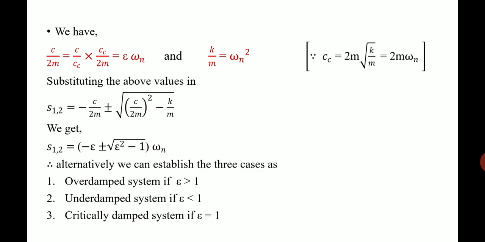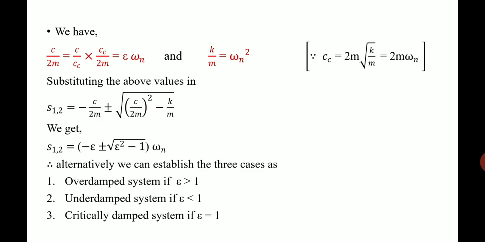But again, with the help of epsilon, the damping ratio, the root has now become s1,2 equal to minus epsilon plus or minus root of epsilon square minus 1. So inside the root, the term is now epsilon square minus 1. With that as a reference, we can again classify the system as overdamped, underdamped and critically damped, where an overdamped system is where epsilon is greater than 1. Epsilon greater than 1 means inside the root the value will be positive.